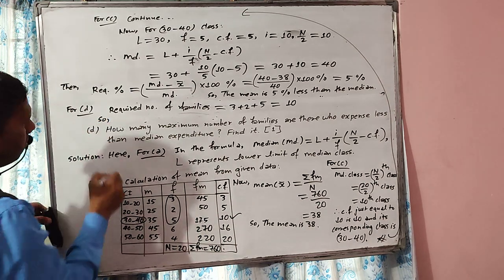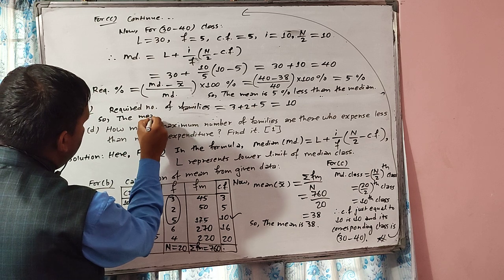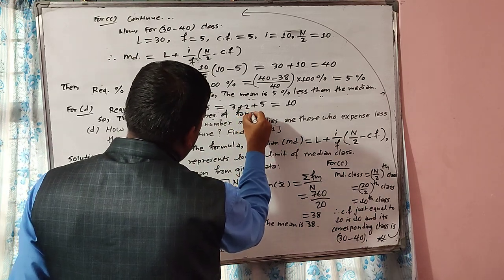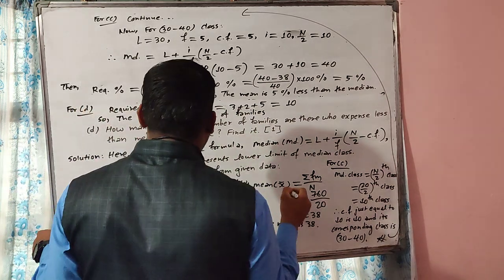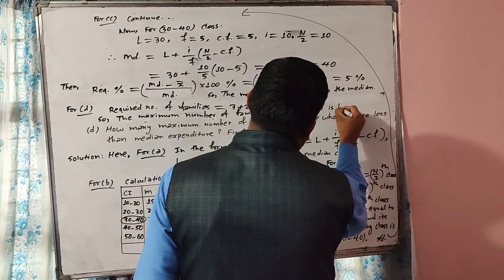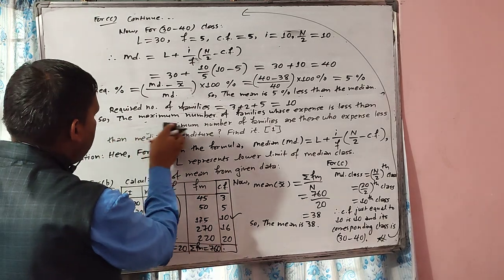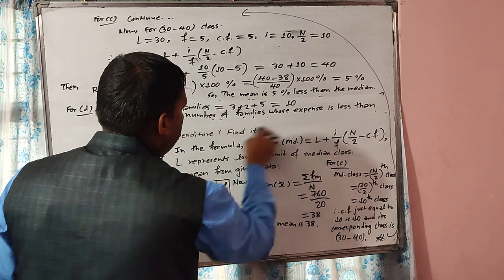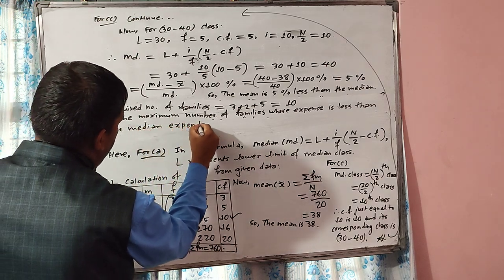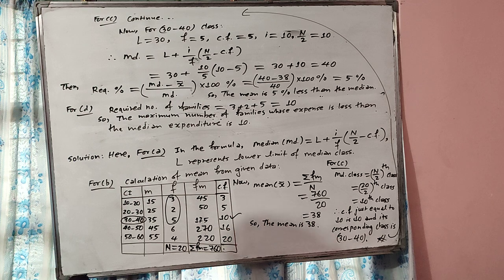So the maximum number of families whose expense is less than the median expenditure is 10. Okay, this was for question number 15.